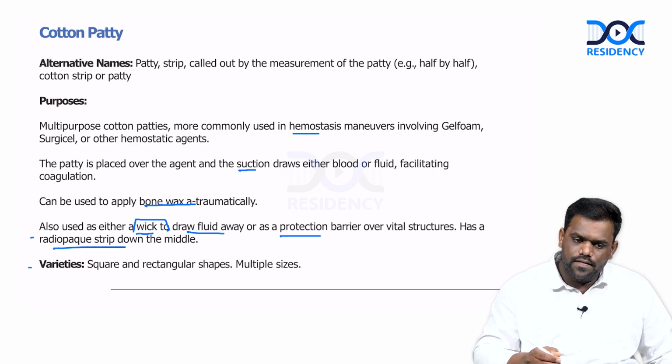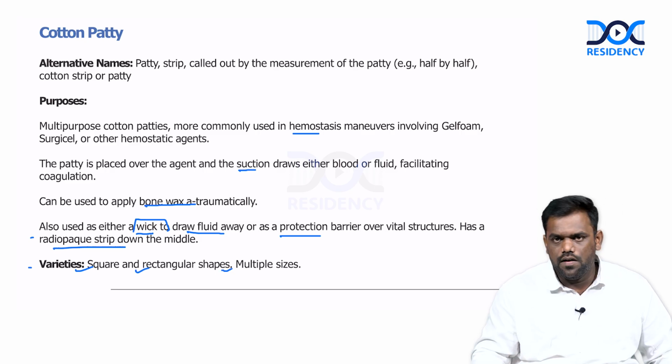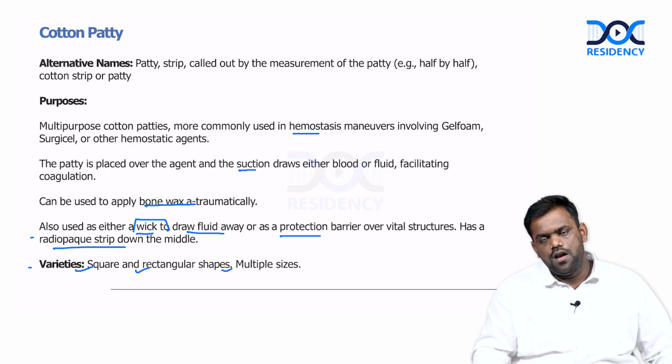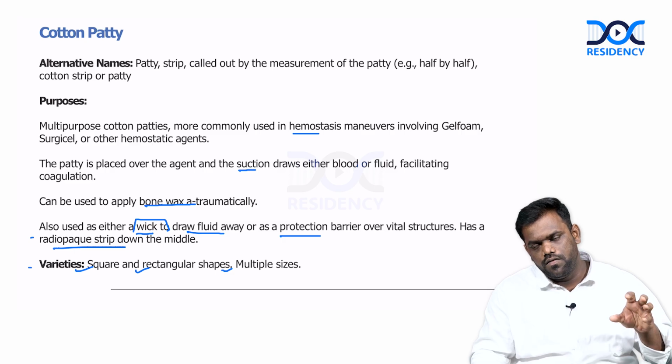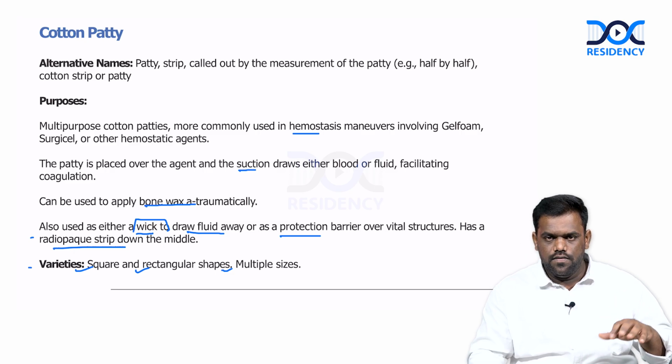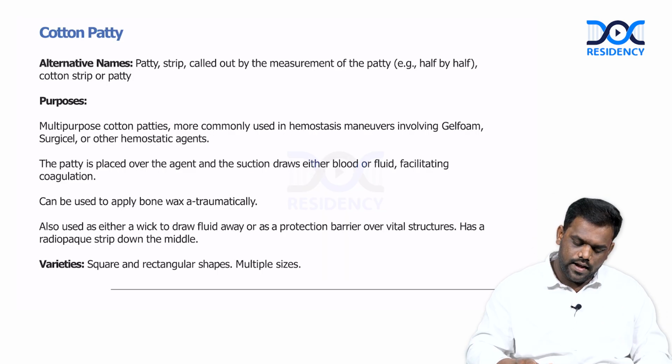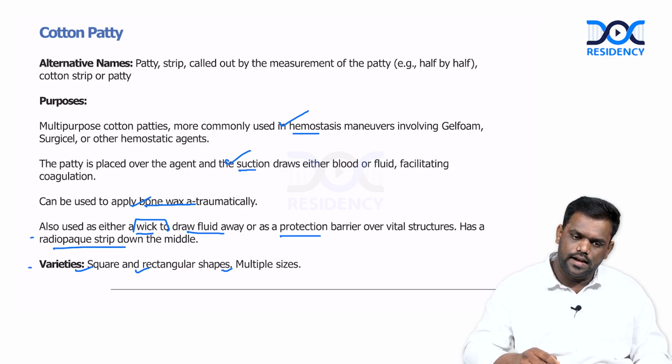It has some other varieties. It is available in many shapes, square, rectangular, and multiple sizes, depending upon our uses. Where you are trying to remove the tumor or do the dissection, the size of the patty can be varied. So this is the cotton patty. Its main uses are hemostasis, suction, putting bone wax atraumatically, and as a protection barrier.